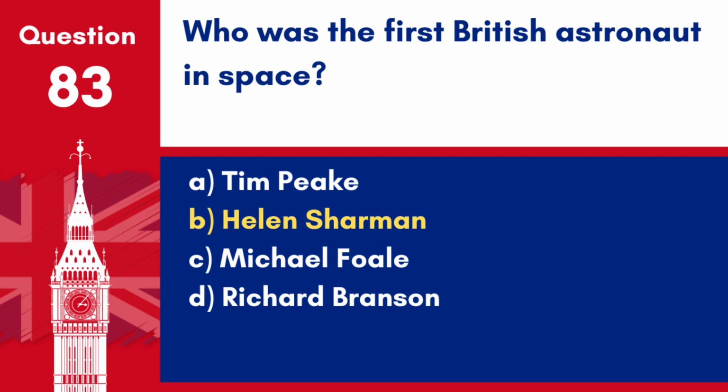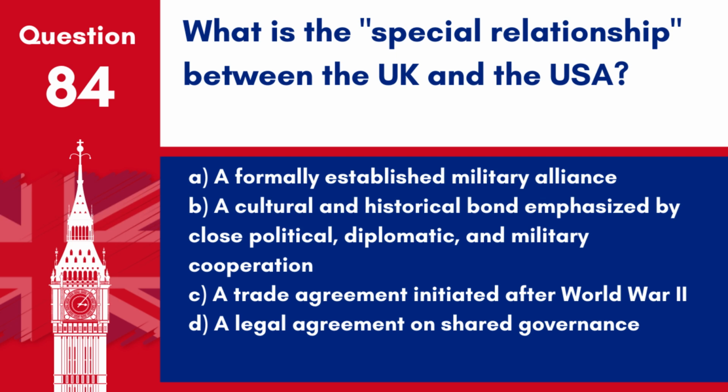Helen Sharman became the first British astronaut and the first woman to visit the Mir space station in 1991. Question 84. What is the special relationship between the UK and the USA? A. A formally established military alliance. B. A cultural and historical bond emphasized by close political, diplomatic, and military cooperation. C. A trade agreement initiated after World War II. D. A legal agreement on shared governance. Answer: B. A cultural and historical bond emphasized by close political, diplomatic, and military cooperation.